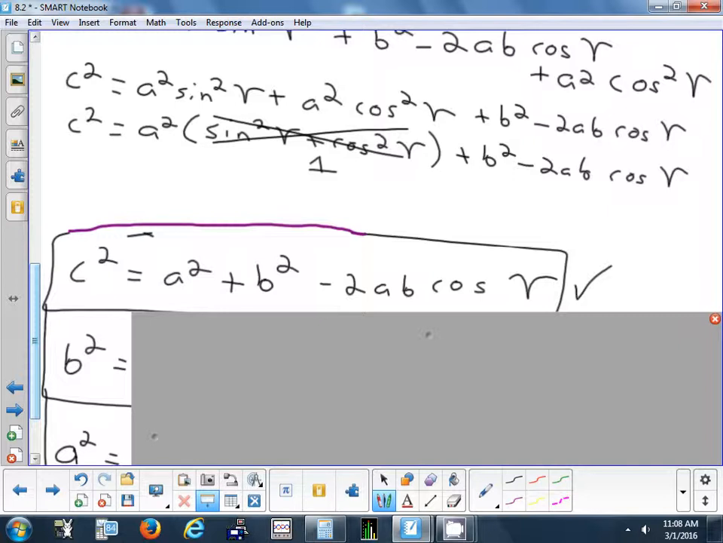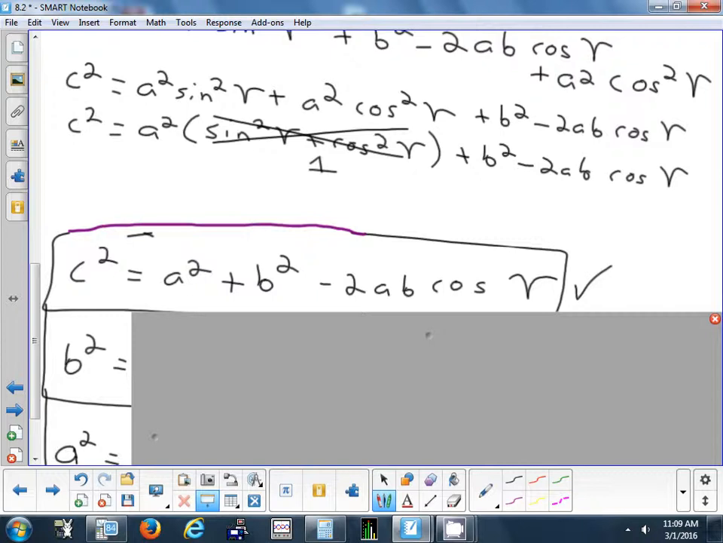Now, let's see what happens if we try to use this on a right triangle. If we use this on a right triangle, what would gamma be? 90. And if I take the cosine of 90, I get 0. And 0 times anything is what? 0. So in a right triangle, this part becomes 0, and you don't need it. If you don't have a 90, the cosine of whatever the angle is will not be 0, and then you'll need this last part.